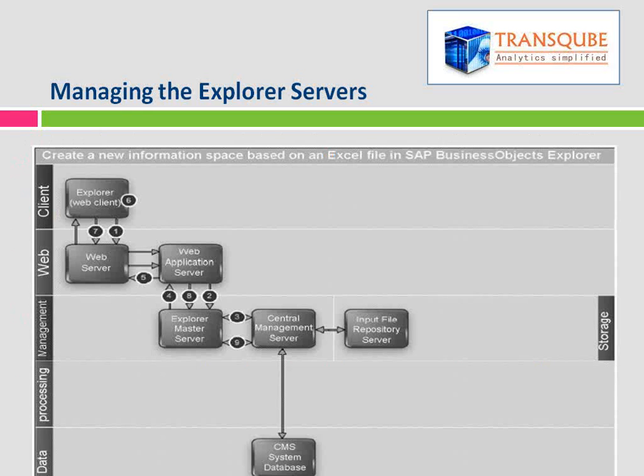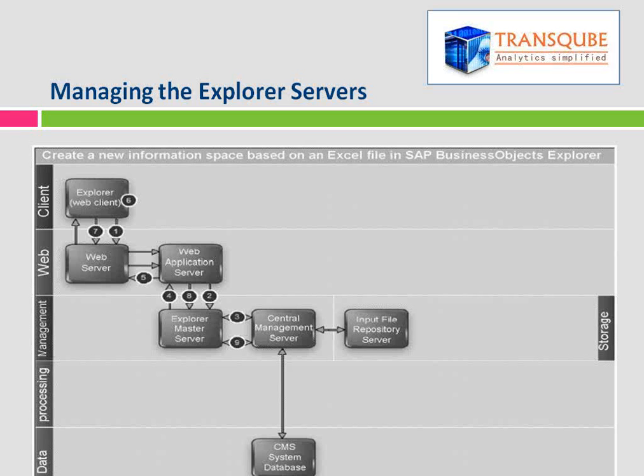Request from the Explorer Web Application Server, Explorer Master Server, CMS authentication. It picks up information from the corresponding universe, or whatever object is associated in the platform, from the input FRS, and creates a model on top of it. The created model will be saved into the CMS, and the Explorer Master Server will be notified that it has been created. It communicates back to the Web Application Server. Explorer Master Server sends the completion request. Web Application Server will be notified, then the Web Server and the end user.